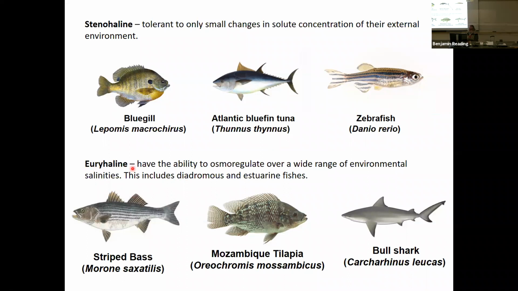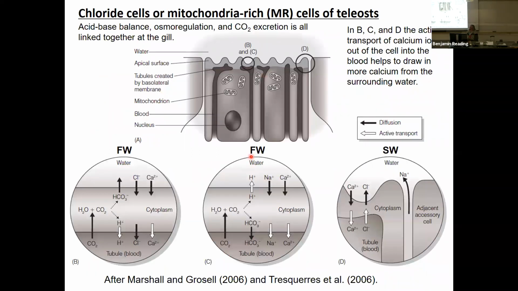Now, there are fishes, I don't have the salmon on here, but salmon are another one. They are euryhaline. These things have the unique ability to osmoregulate over a wide range of environmental salinities. This includes diadromous and estuarine fishes. So the examples here: striped bass, Morone saxatilis, the Mozambique tilapia, Oreochromis mossambicus, and then the bull shark, Carcharhinus leucas.